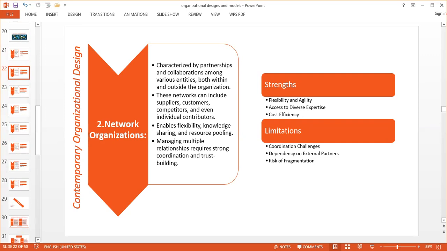So, the strengths of this structure are flexibility, access to diverse expertise, cost efficiency, while limitations are coordination challenges, dependency on external partners, risk of fragmentation.